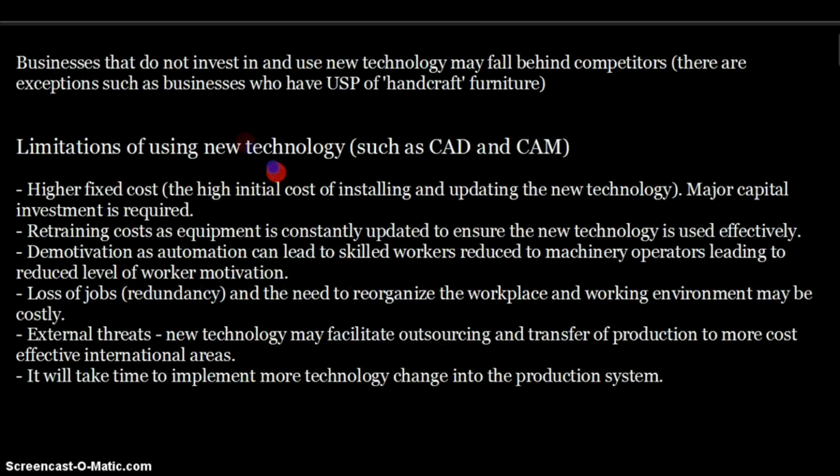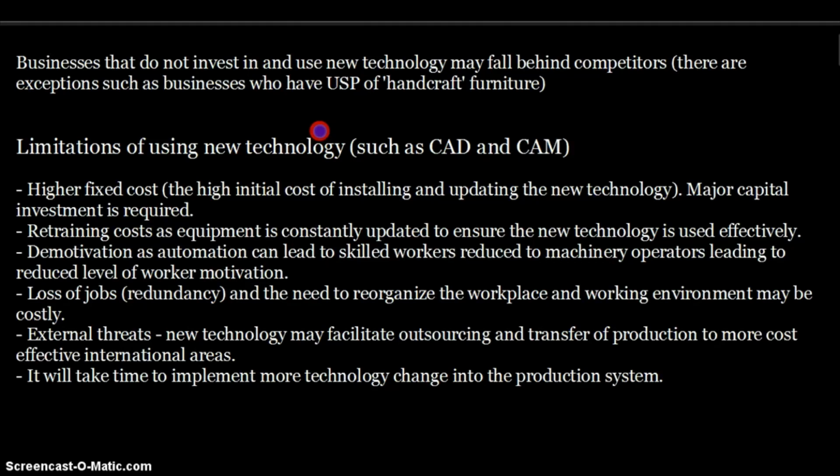Businesses that do not invest in and use new technology may fall behind competitors. There are exceptions, such as businesses who have a USP of handcrafted furniture. So why is it important to have technology nowadays? More and more competitors' businesses are using new technology. So if you don't invest in new technology, you may fall behind competitors, unless your business is a niche market or you have some unique selling point of handcrafted furniture. So that means you can't go to capital intensive production. You have to stay with your labor intensive production. That is your USP, and you might have a competitive advantage.